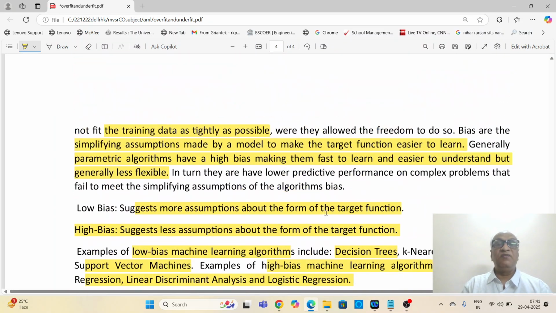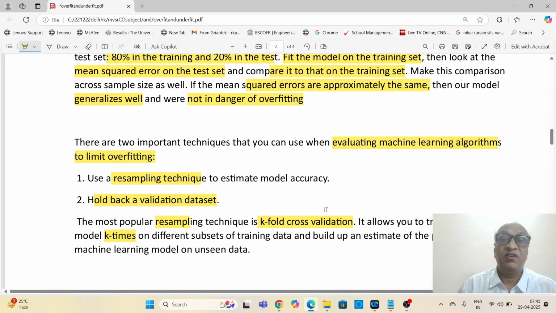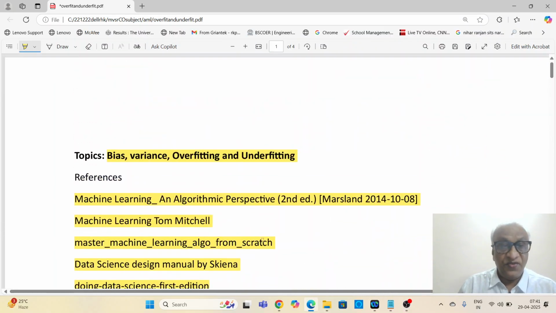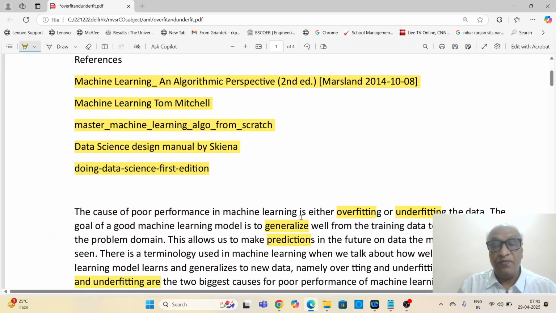Hope you are able to connect with these terms called overfit, underfit, bias, and variance.